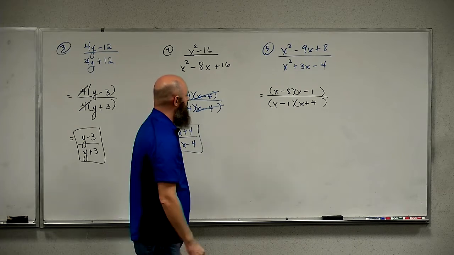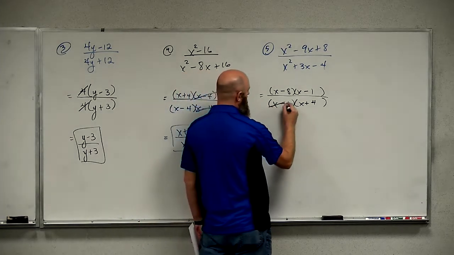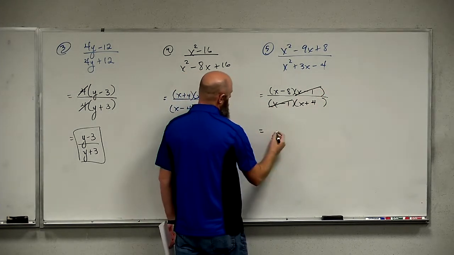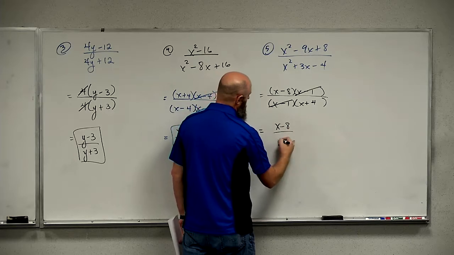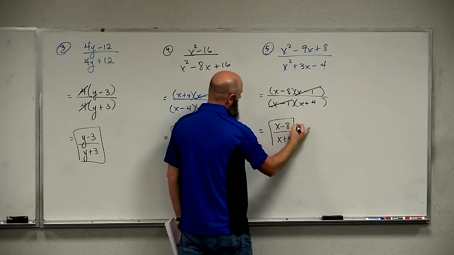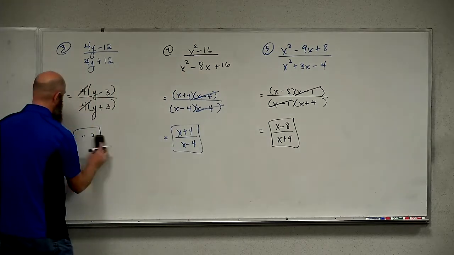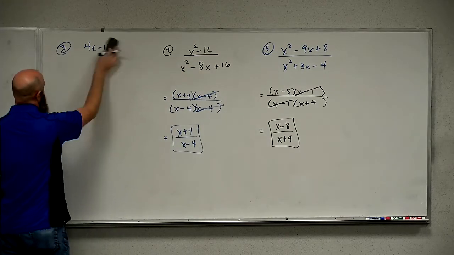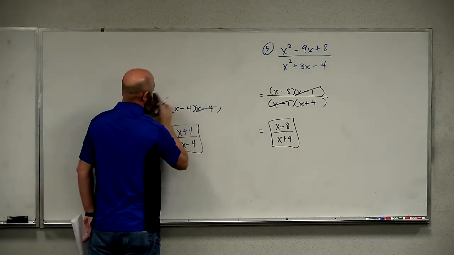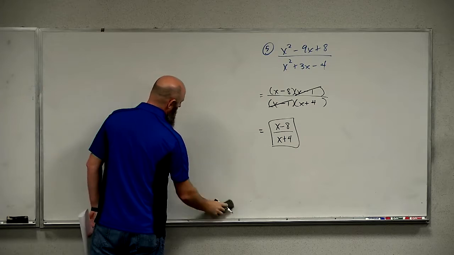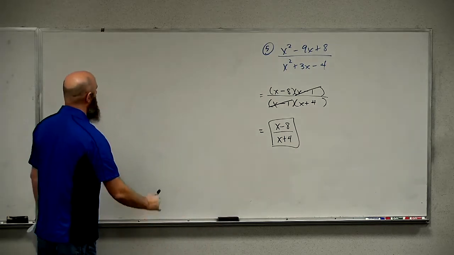So if we check that, it does work. Now we can see the x minus 1s are the same. And so we're going to get x minus 8 over x plus 4 for that problem. Okay. So again, as you can see, that factoring piece is very, very important. So hopefully you have this down by now.